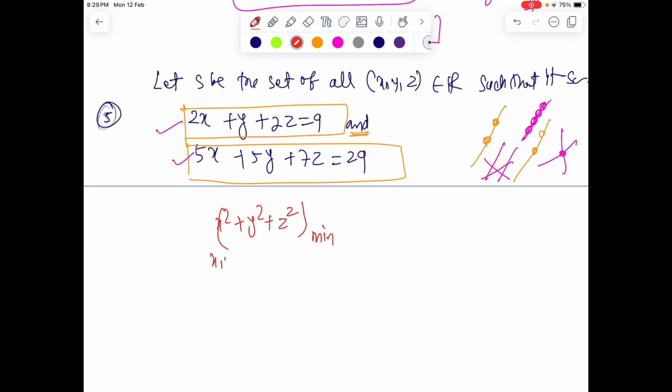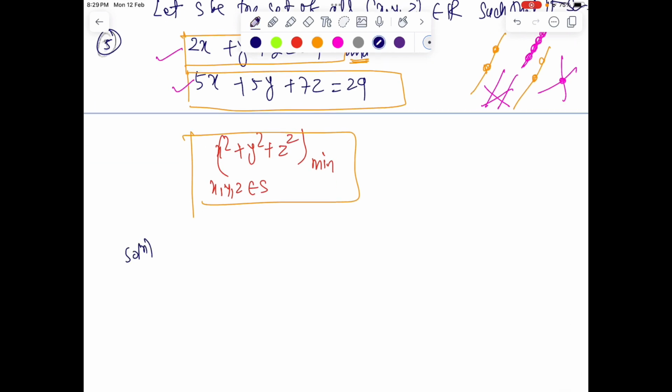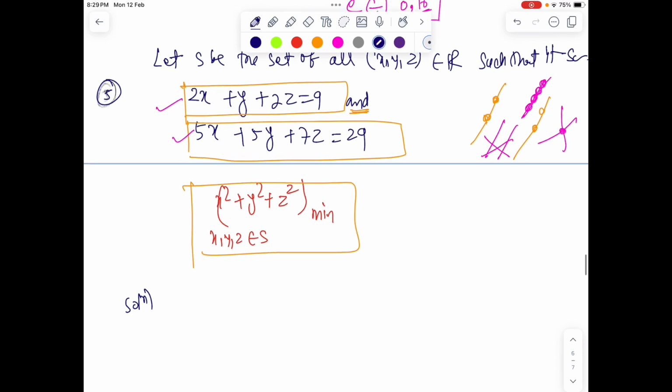Now the question is, you have to find the minimum value of x square plus y square plus z square when x, y, z belongs to the set. So this is a standard way of asking the question. Give a pause and try to solve the problem. Okay, so here is the solution.